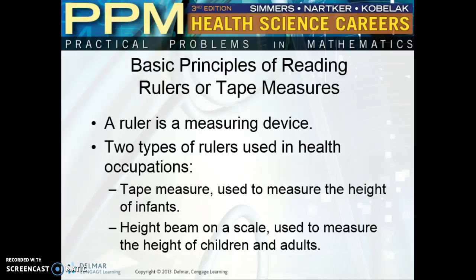When we talk about measuring children and adults, usually what we're looking at is what they call a height beam. It's a scale that's typically affixed to the wall, and we can pull it up and determine the patient's height. So that's what this first particular chapter is about.